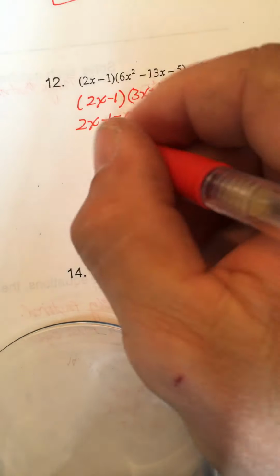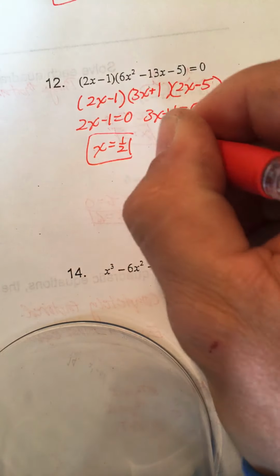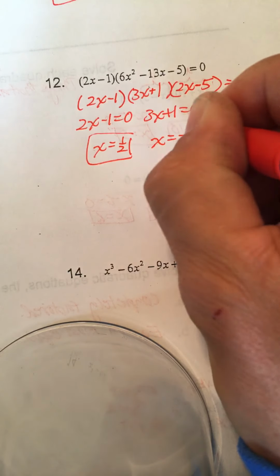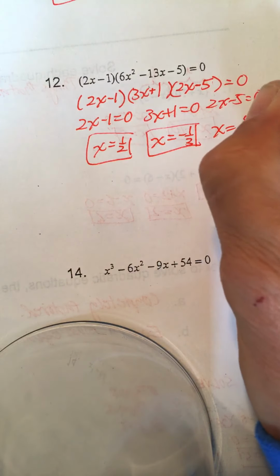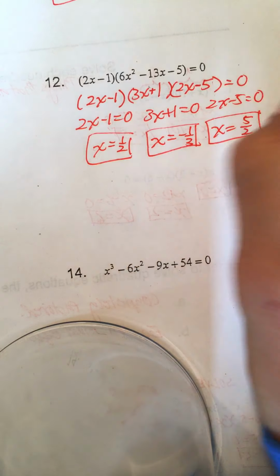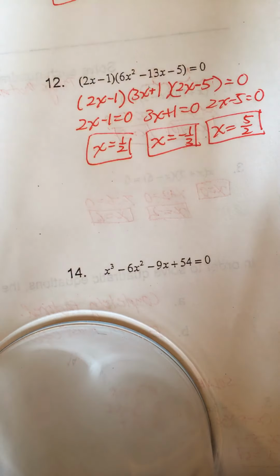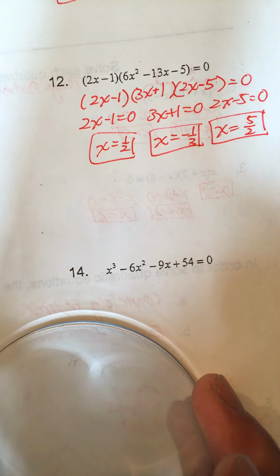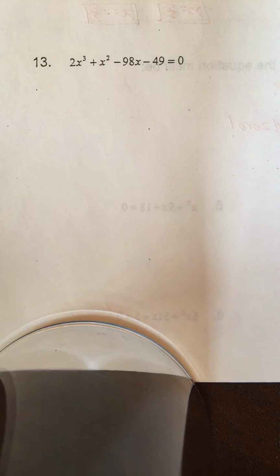And now I have to solve those by adding 1 and dividing by 2, subtracting 1 and dividing by 3, and adding 5 and dividing by 2. Okay, last couple examples here. We're going to finish up with these last 2, number 13.